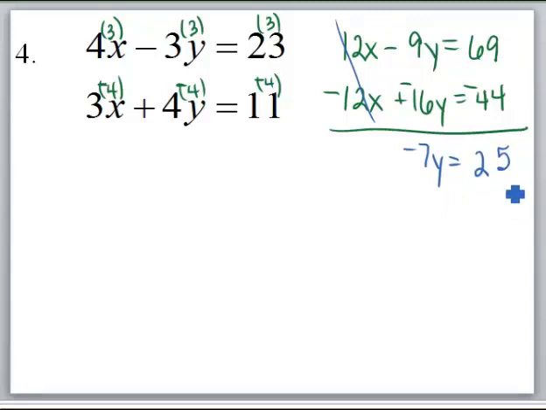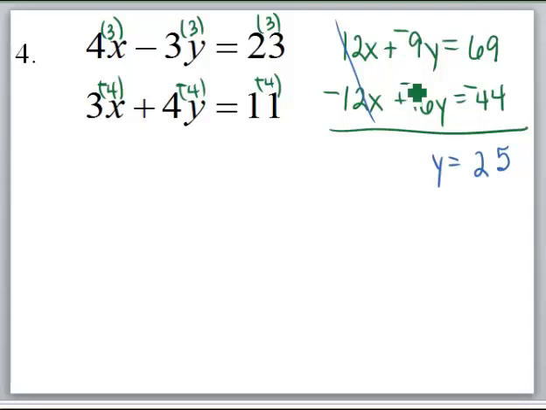25, and then oh wait, here's a mistake. I apologize. I nearly made a crucial mistake. This is actually a negative 9. So what I really have here is a negative 9 plus a negative 16.